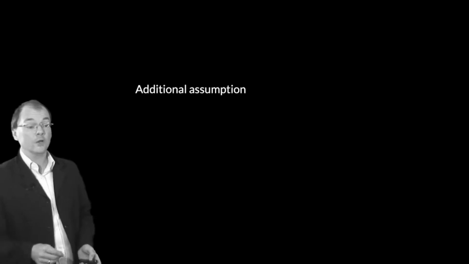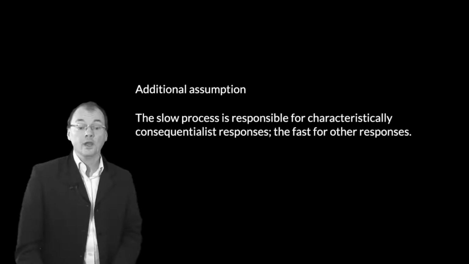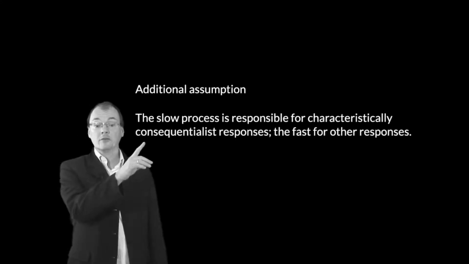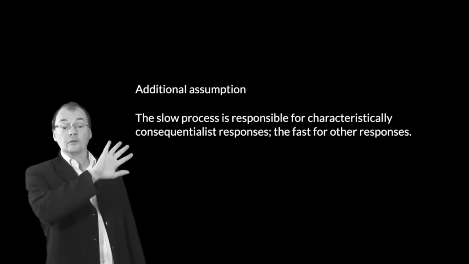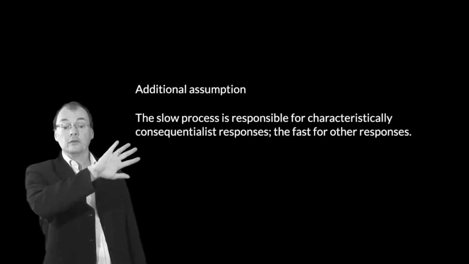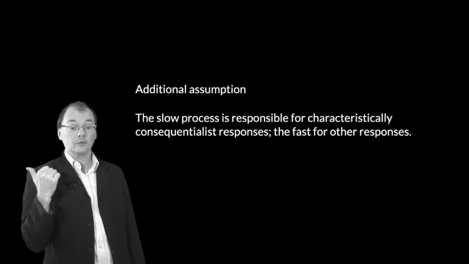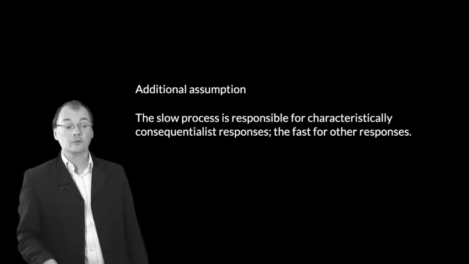How can we test that? Well, in order to use existing evidence, we're going to have to make an additional assumption. We're going to have to say that the slow process is responsible for characteristically consequentialist responses and the fast for other responses. This is not part of the dual process theory as such, so even if this additional assumption is false, it doesn't show that my dual process theory is false. But we're going to need this in order to generate the prediction which has been tested.